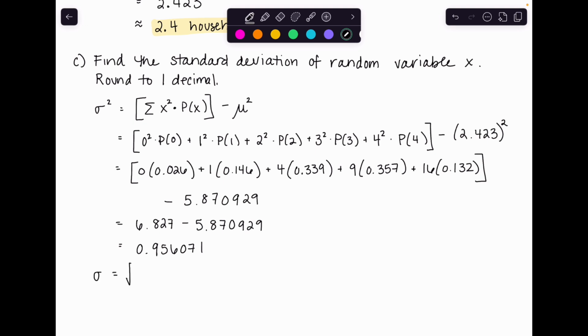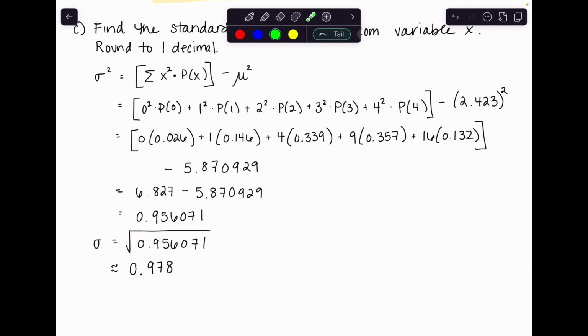And to do that, we just take the square root of the variance. So if you plug that into your calculator, you'll see this is about 0.978. And we want to round to 1 decimal, so this is the one that could change. Because this is a 7, it tells me to bump up the 9. Well, when you bump up a 9, it really bumps up the decimal before that as well. So my standard deviation is about 1, and then the units on this are the same, 1 household.